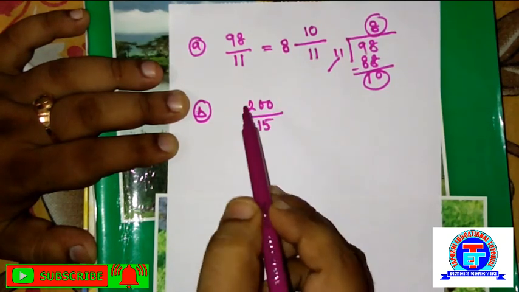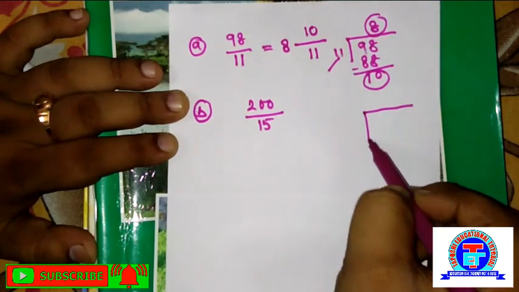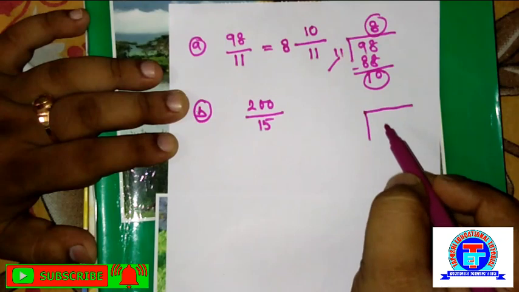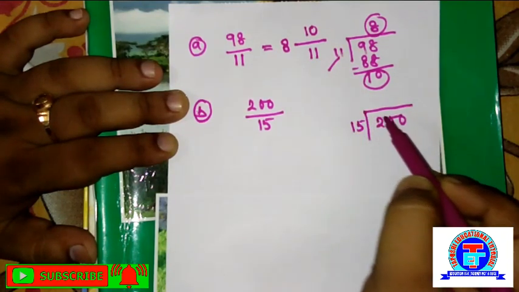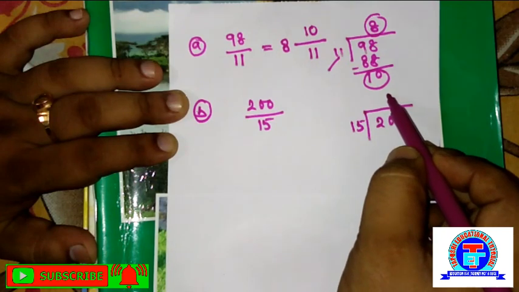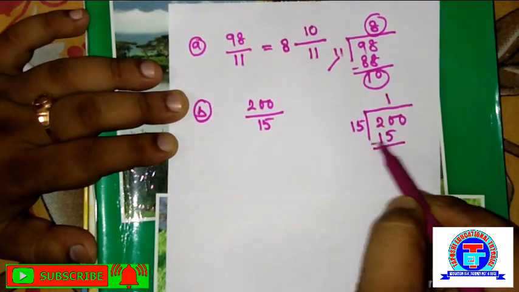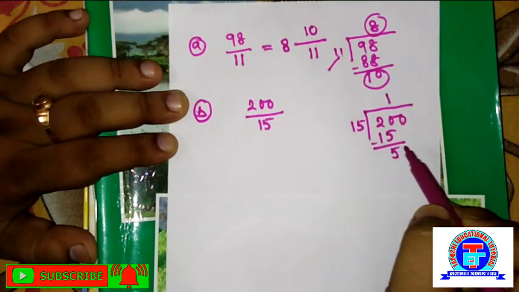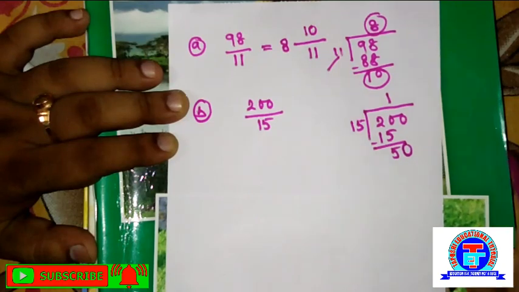It is the improper fraction. Now we use the division method to convert an improper fraction to a mixed fraction. So here, 200 divided by 15: we take 1, then 15 times 1 is 15. Now subtract this, and this 0 we bring down.